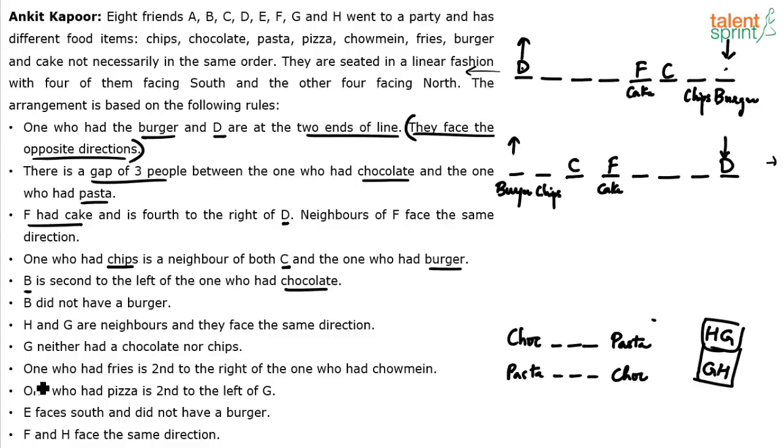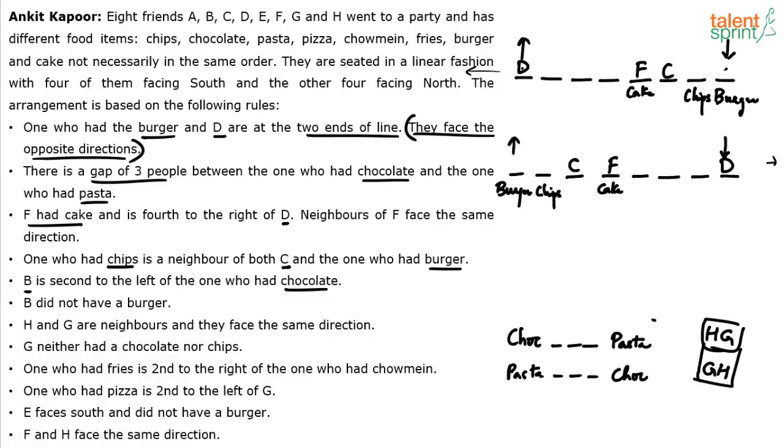Fine. The one who had fries is second to the right of the one who had chowmein. Can't be done anything about it. The one who had pizza is second to the left of G. Okay. E faces south and did not have burger. Okay. F and H face the same direction.